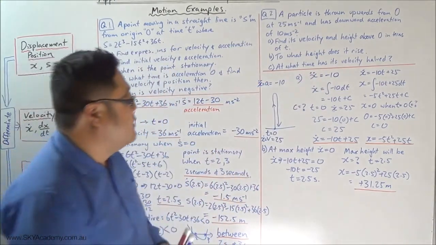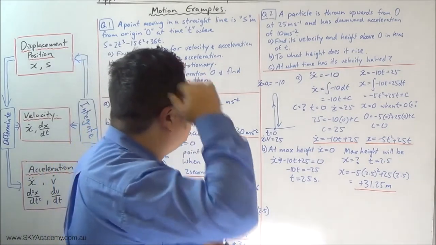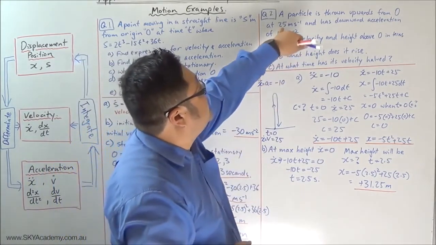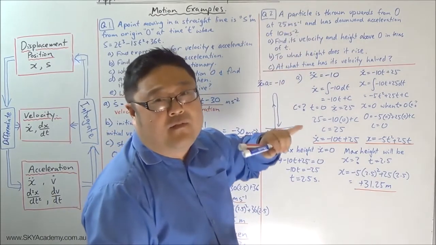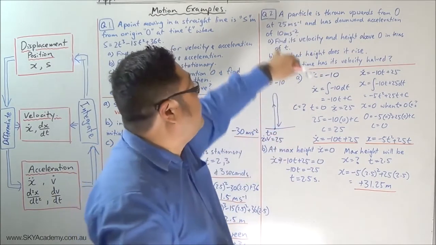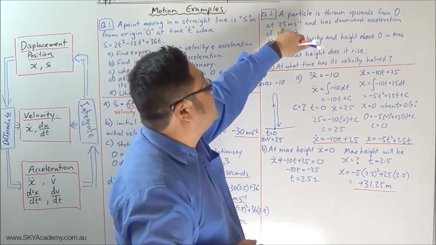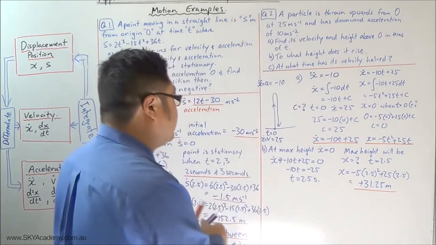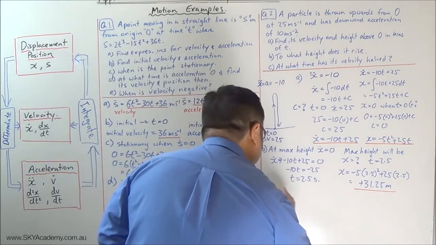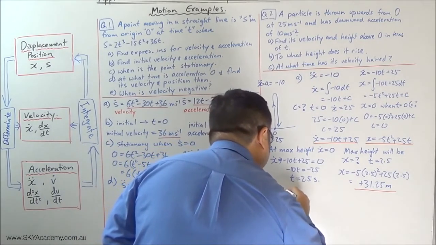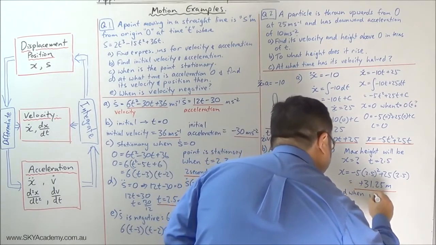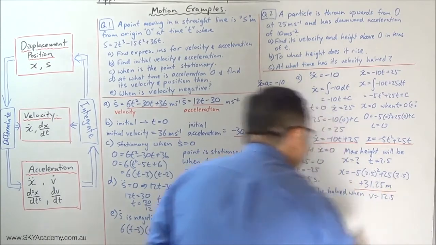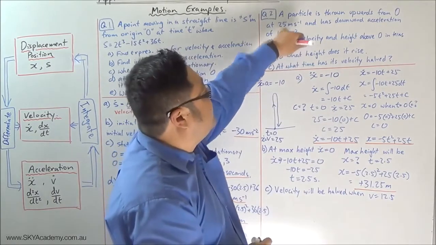At what time will the velocity have halved? Alright, so basically half the velocity is 12.5. Does that make sense? 12.5, because the initial velocity was 25, so the velocity is halved when v equals 12.5, which is half of 25.